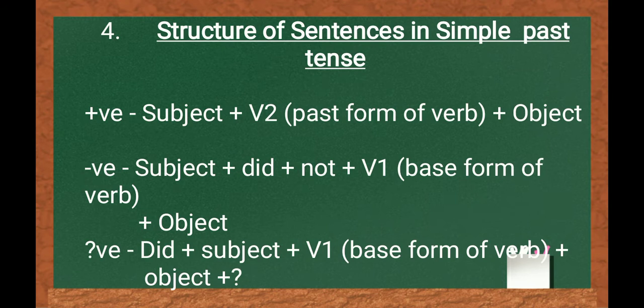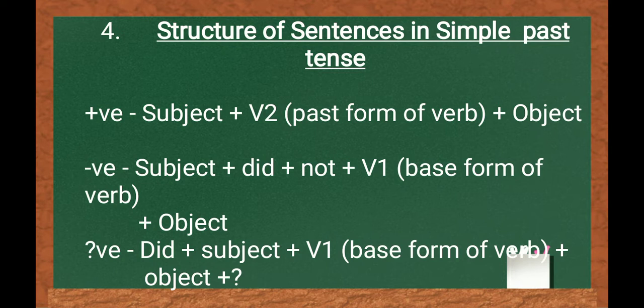Now we will see the sentence structure in simple past tense. And this is very, very important for you. If you keep the sentence structure in your mind, then it will be very easy for you to identify the sentence. Suppose in an exercise some sentences are written, and you have to identify which one is written in which tense. If you see the sentence structure, you will easily identify the sentence. Okay, first is affirmative sentence.